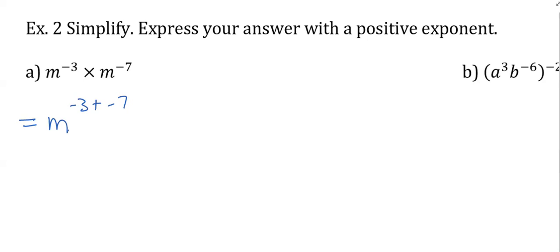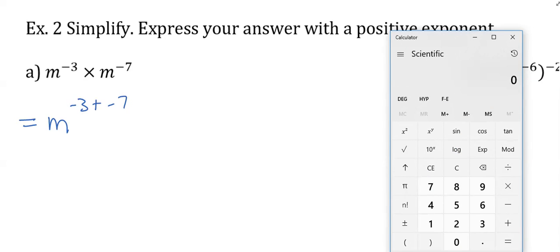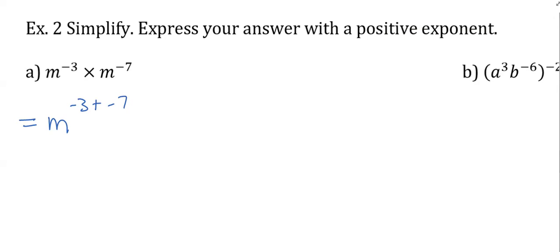What is negative 3 plus negative 7? Some people understand integers, but when they do them in their head, they always get it wrong. So my goodness, start using your calculator. Negative 3 plus negative 7 equals negative 10. Try it in your head. Check it on your calculator if you have to.